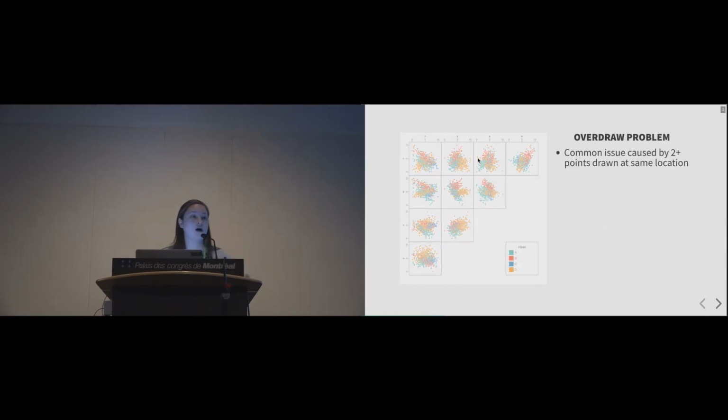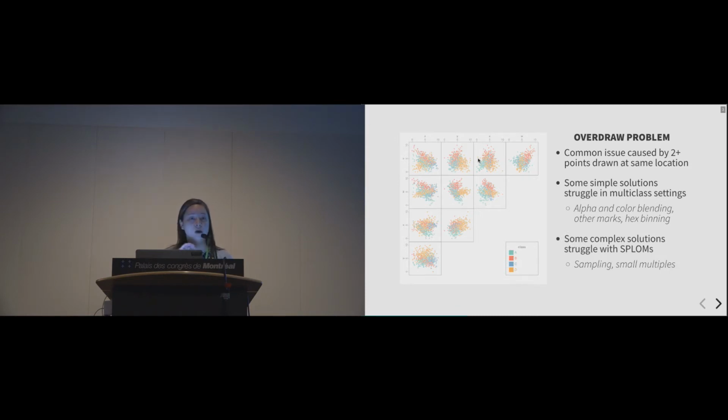The overdraw problem is a very common problem with lots of different techniques, especially for scatterplots and even more so for scatterplot matrices. It occurs whenever two or more points end up being rendered in the same location. So we have lots and lots of points overlapping each other, and we have no way of telling what the distribution of data actually looks like. This is an example SPLOM using just simple alpha blending. As we discussed in our paper, a lot of the simple techniques that exist don't quite work in this multi-class scatterplot matrix setting. Even some more complicated techniques don't really apply to this specific setting. It's a very difficult and understudied problem.